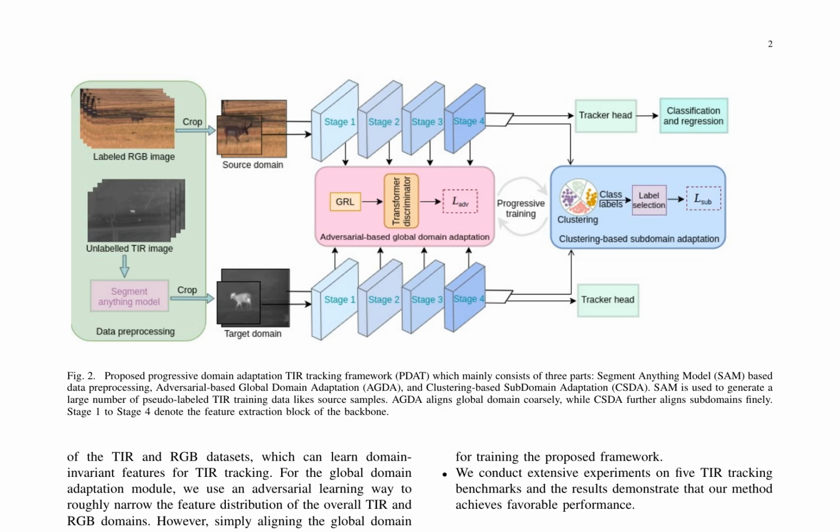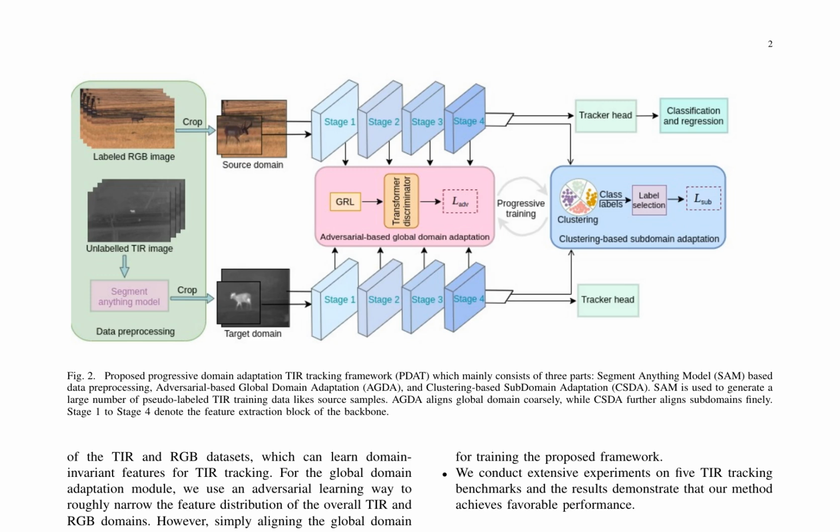The proposed progressive domain adaptation TIR tracking framework, PDAT, is a novel approach that integrates segment-anything model-based data preprocessing, adversarial-based global domain adaptation, and clustering-based subdomain adaptation to align feature distributions of TIR and RGB datasets. This framework aims to achieve fine-grained feature transfer for TIR tracking tasks. By leveraging segment-anything model-based data preprocessing, PDAT generates a large number of pseudo-labeled TIR training data, enabling the creation of a large-scale unlabeled TIR dataset.